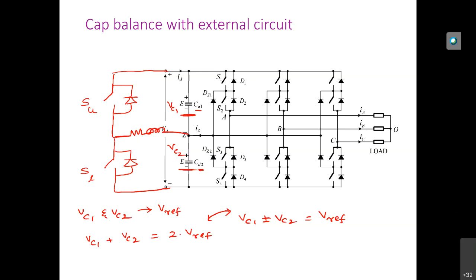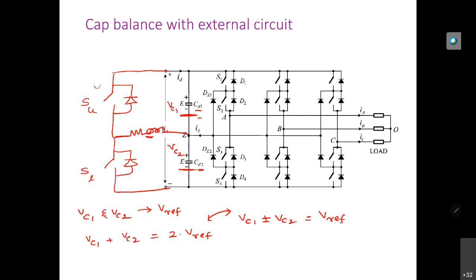First of all, see how it will be operated. Let us assume that the voltage across capacitor 1, the top capacitor, is higher than the voltage across the bottom capacitor. What we have to do is turn on the upper switch. What will happen when you turn on this upper switch? Some of the energy in this capacitor is taken by this inductor circuit.